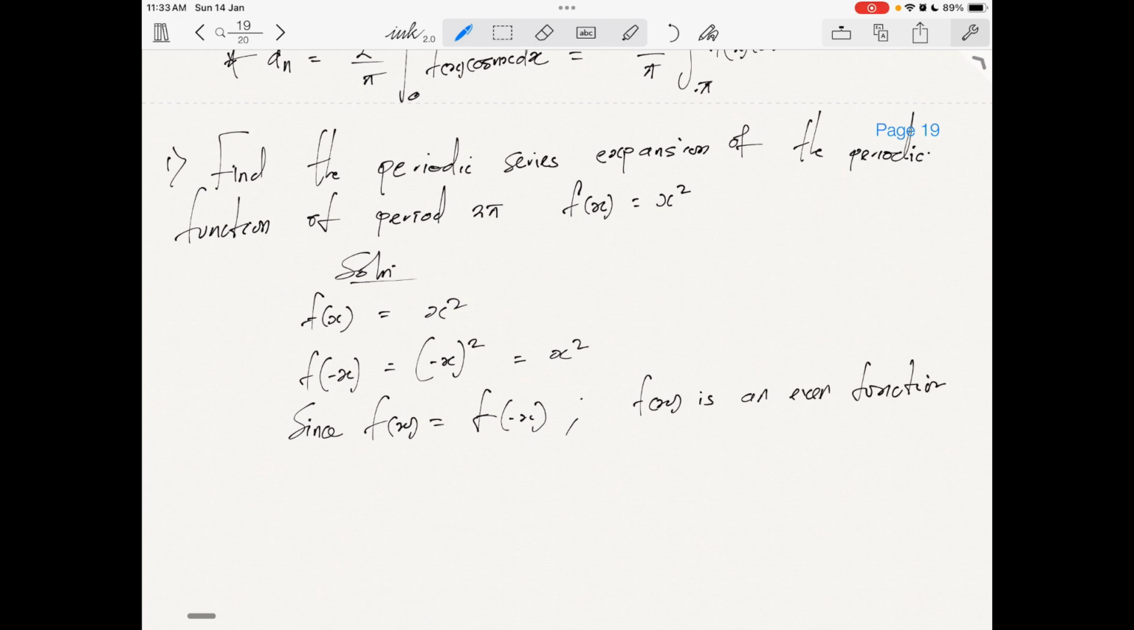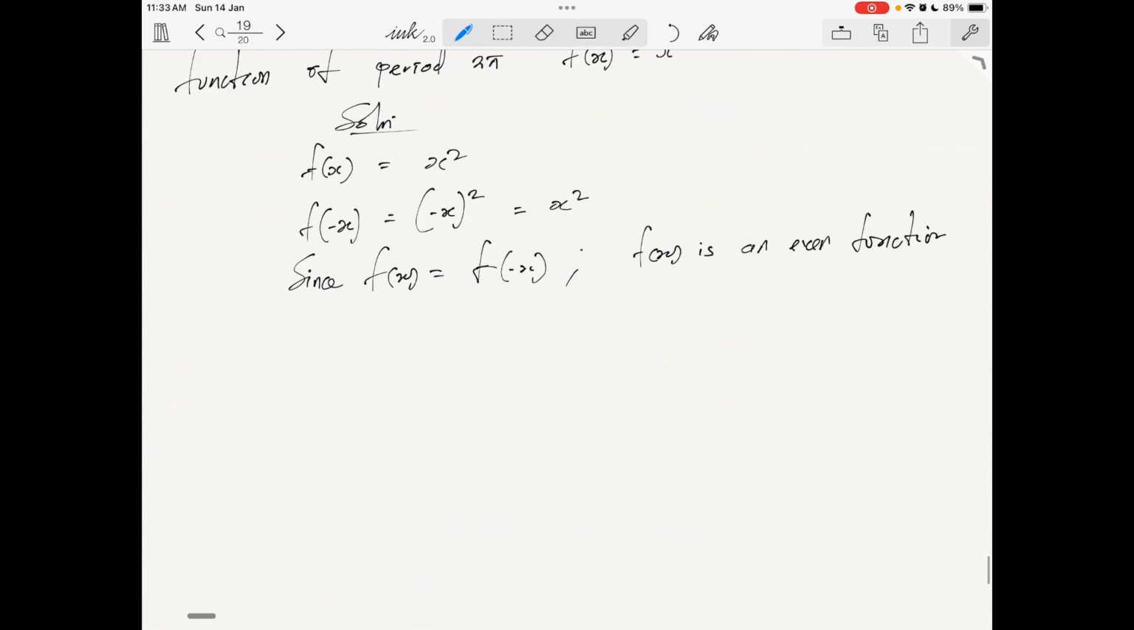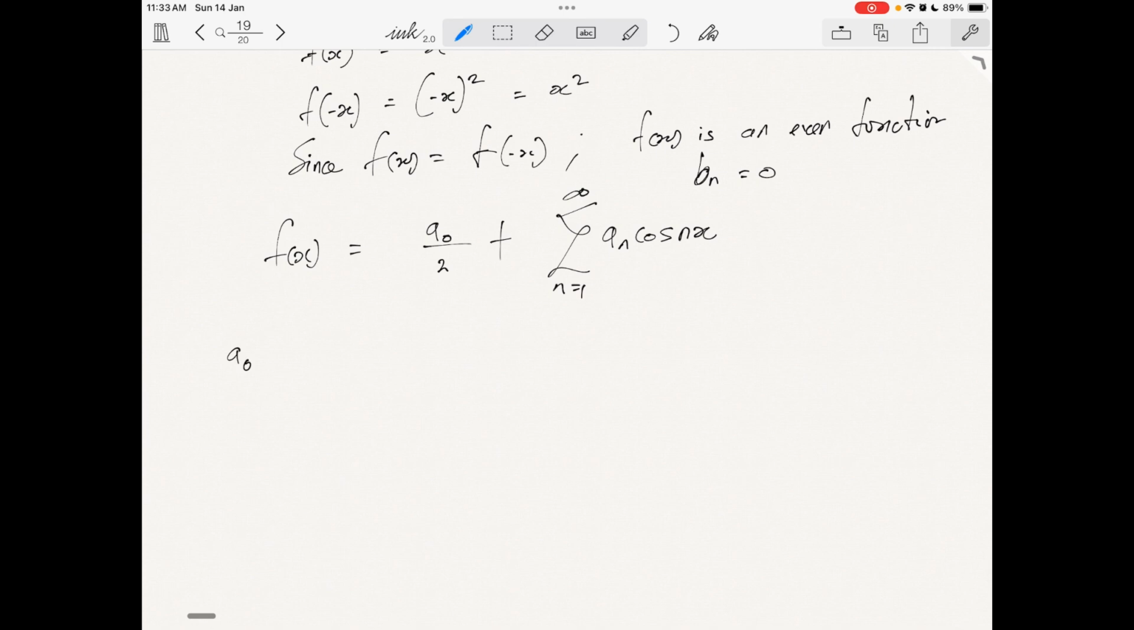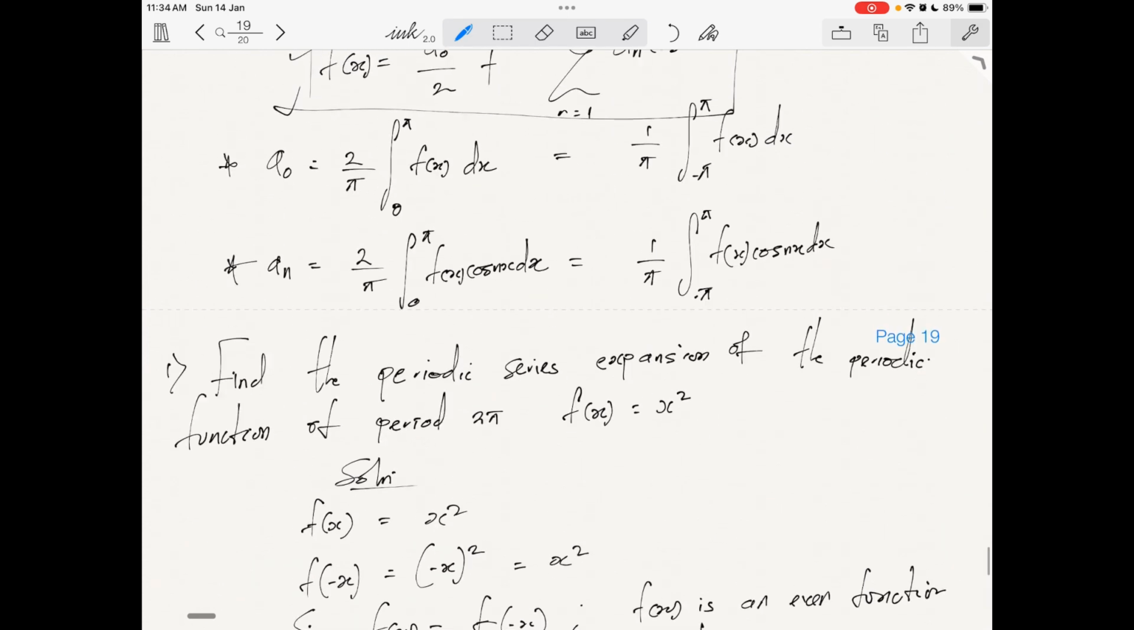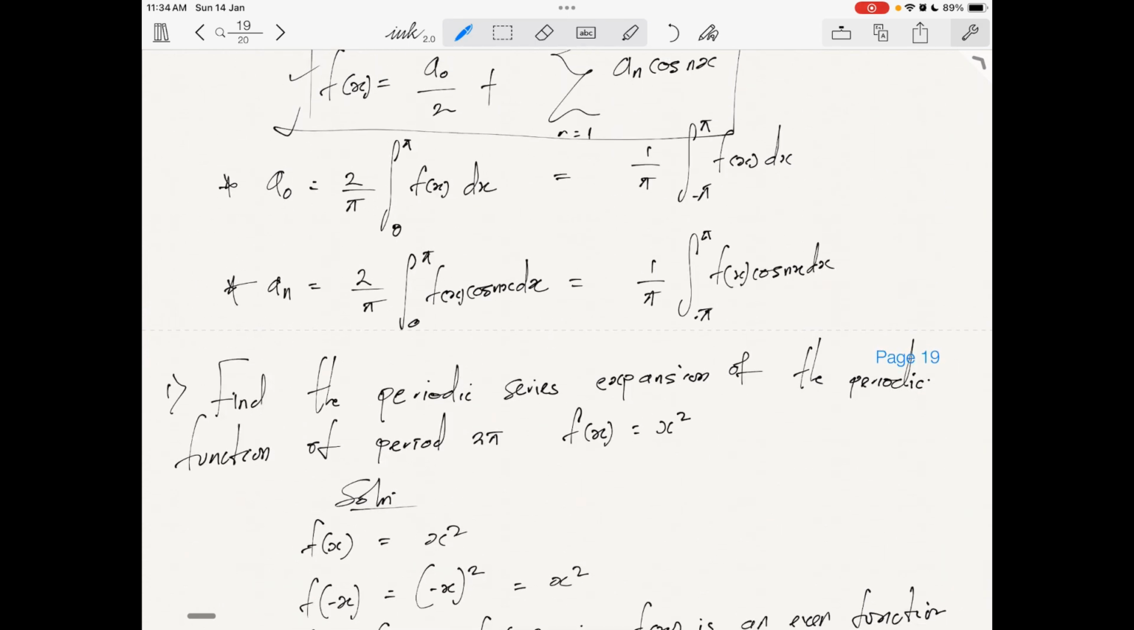Now since it's an even function, we can deduce that bn is equal to 0, and our Fourier series f of x will be a naught over 2, as we've seen before, plus summation n equals 1 to infinity of an cos nx. So we evaluate a naught and we also evaluate an. Now we go back to our formula for a naught and an. You can see this is a naught. We can use this formula or we use this one. Both will give us the same answer.